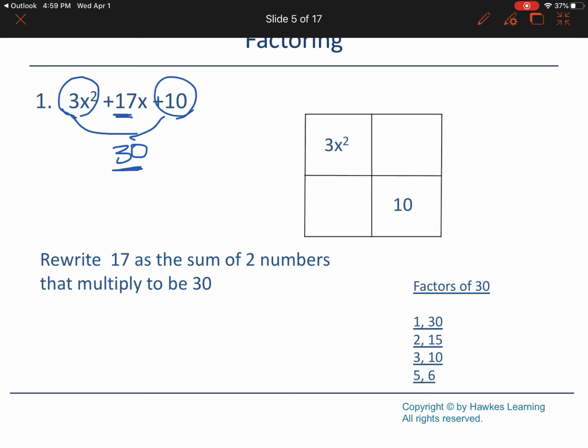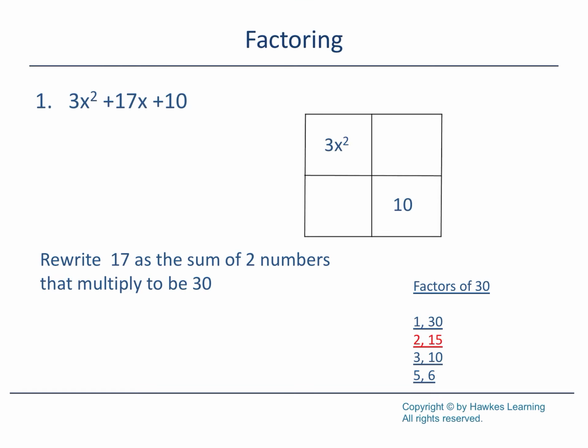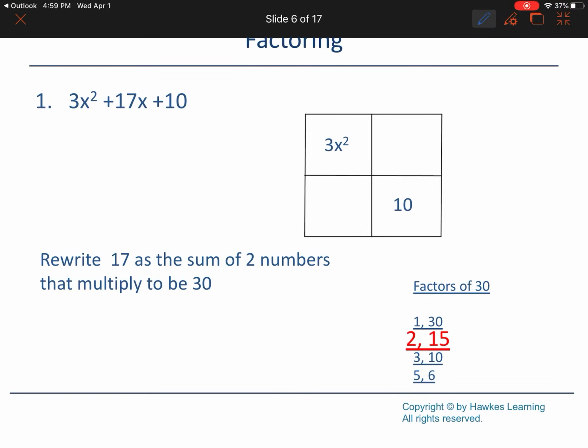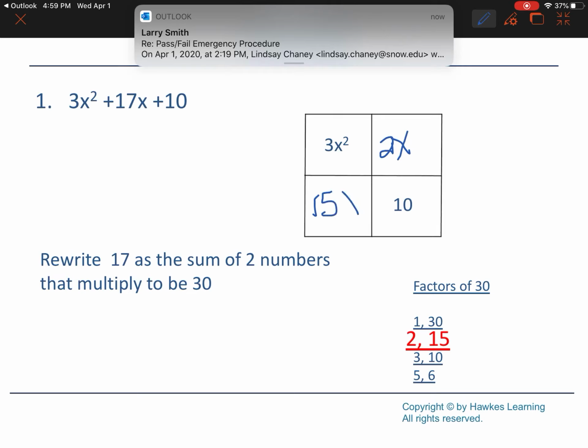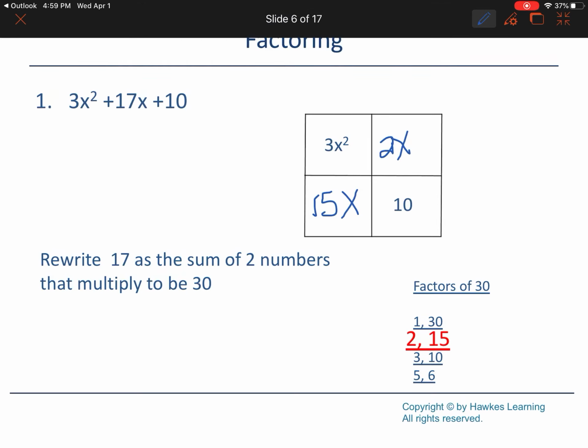So can you see how we're going to double check these? But 2 and 15, they add up to 17. Okay, so that's the key, that we want to use the 2 and the 15. So that means that I'm going to put 2x and 15x here. And I haven't changed my problem. I've just rewritten 17x as 2x plus 15x, right?